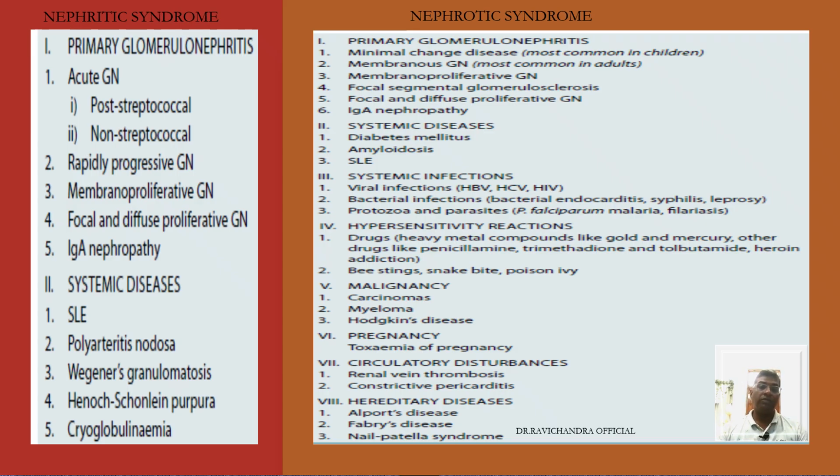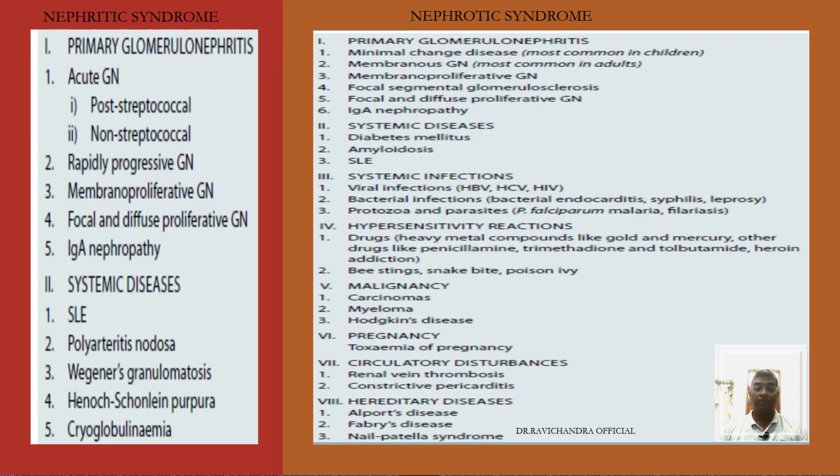Coming to the nephritic syndrome, the cause may be primary glomerulonephritis or any systemic disease. Under the primary glomerulonephritis, it can be acute glomerulonephritis, rapidly progressive glomerulonephritis, membranoproliferative glomerulonephritis, focal and diffuse proliferative glomerulonephritis, IgA nephropathy. 5 conditions. In the acute glomerulonephritis, it can be post-streptococcal or non-streptococcal. In the systemic diseases, it is SLE, polyarteritis nodosa, Wegener's granulomatosis, Henoch-Schönlein purpura, and cryoglobulinemia.